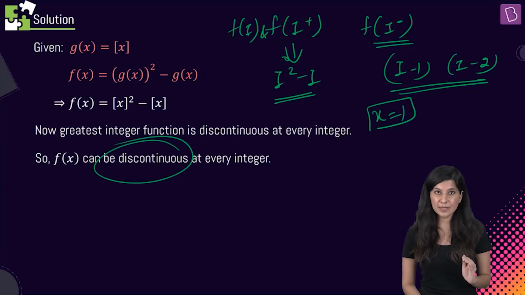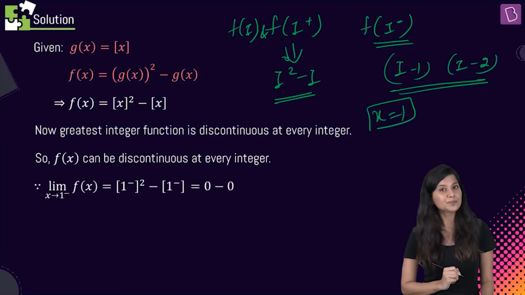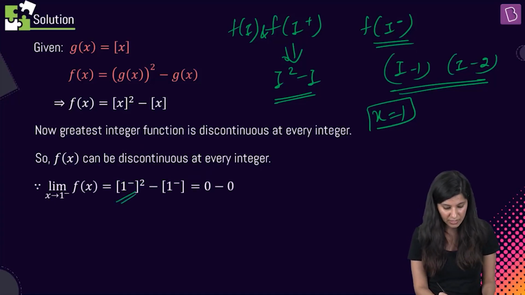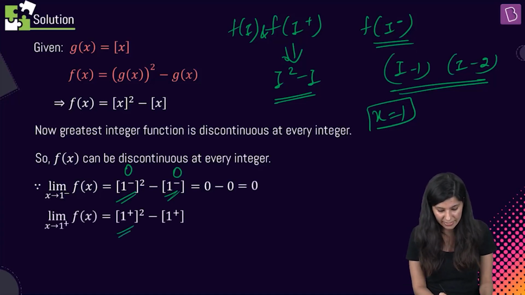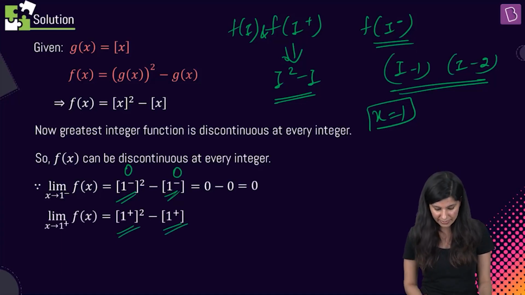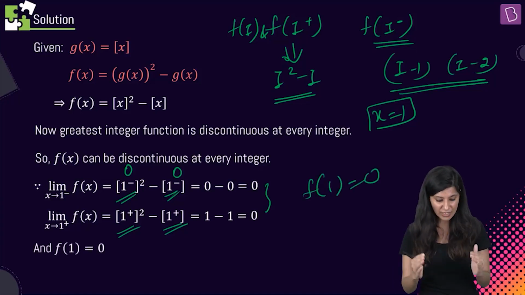So if I talk about limit x tending to 1 minus, what do I get? I get 0, because 1 minus is 0, and 1 minus is again 0. And then what about 1 plus? At 1 plus, what do I get? I get again 1 minus 1, that is 0, right? So the limit exists, and of course f of 1 is also 0, right?